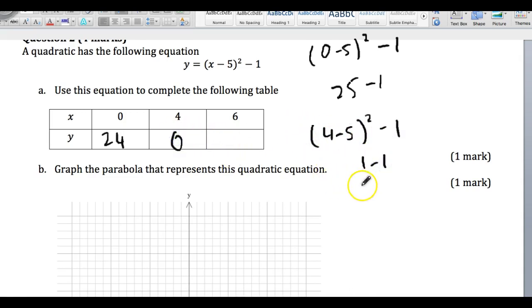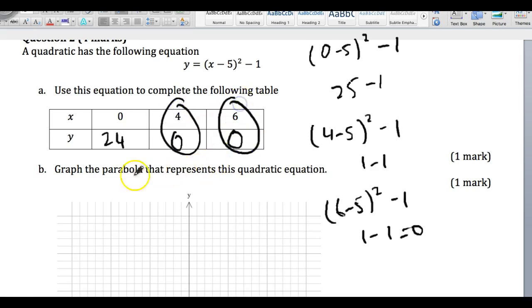And then the last one, 6 minus 5 squared minus 1. 6 minus 5 is 1, 1 squared is 1. 1 minus 1 is 0. Beautiful. So I have my x-intercepts here, 4 and 6, and my y-intercept is there at 24.